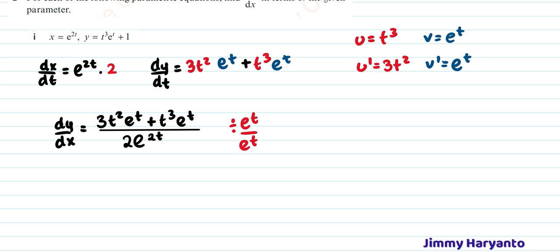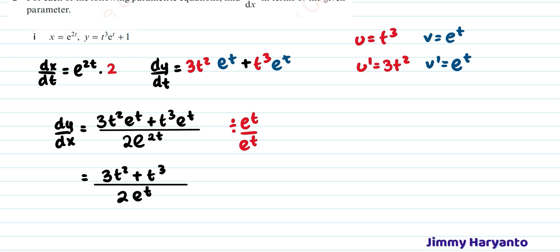That means we will have 3t squared only plus t cubed only over, for this one, 2. This is the answer.